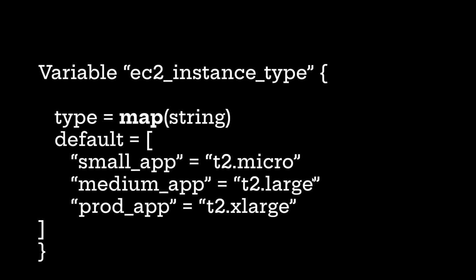Medium app is T2 large. Prod app is T2 xlarge. So we have to specify the key values like this. This key we are going to use in the resource block.